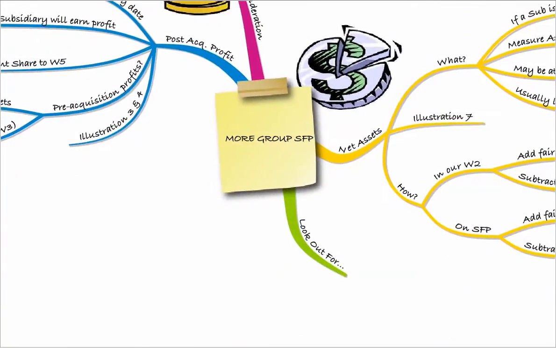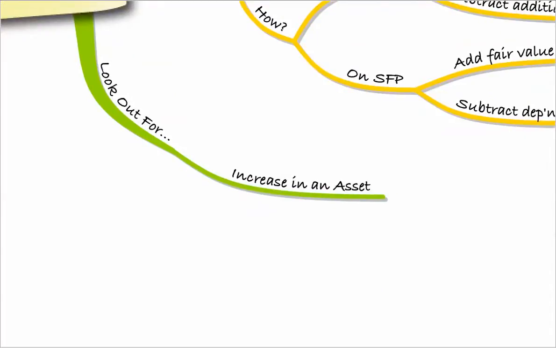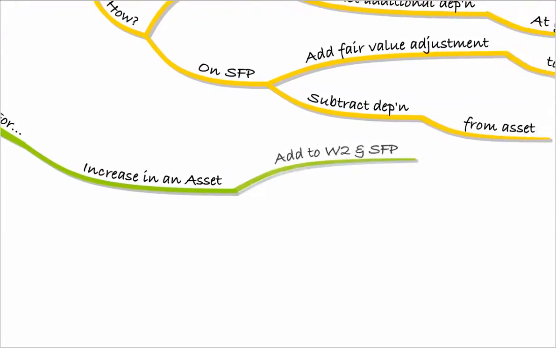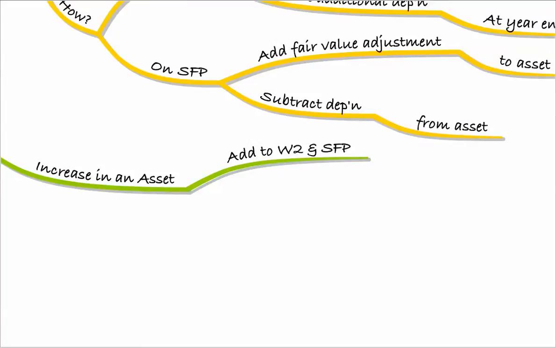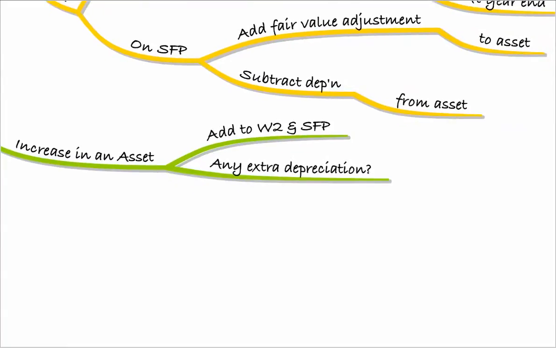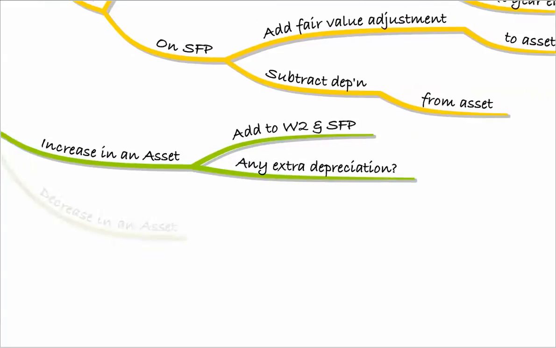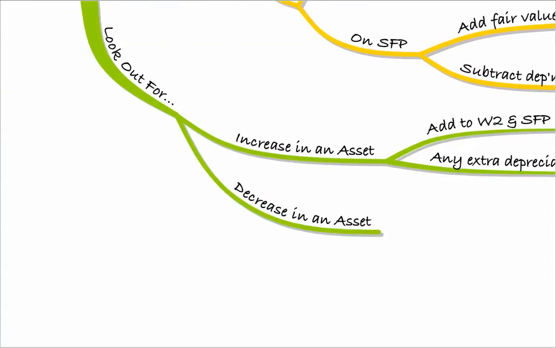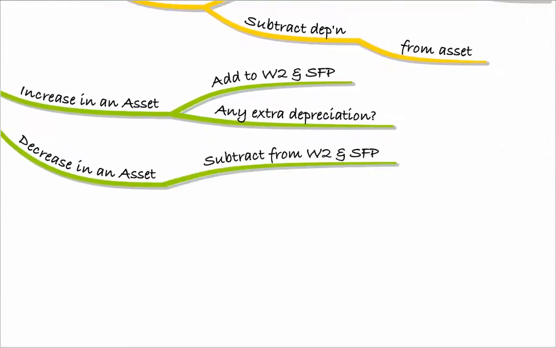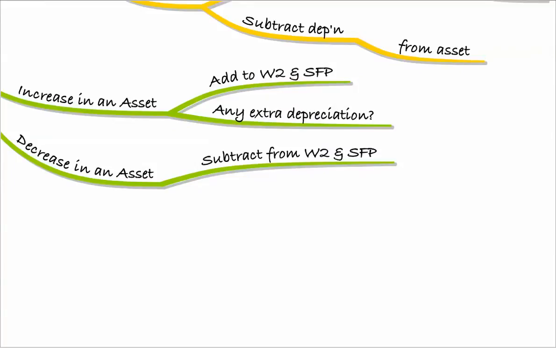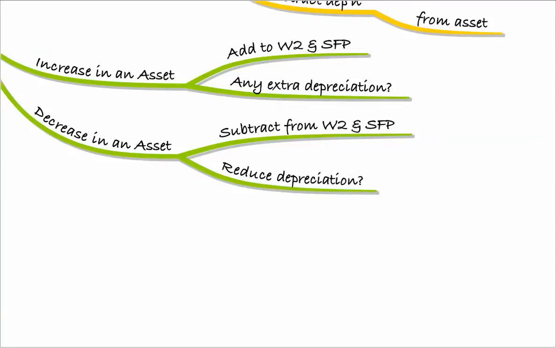So for those net asset adjustments or fair value adjustments, we needed to be careful exactly what they were. There might be an increase in an asset, in which case we would add it to the working two and our statement of financial position and then subtract any extra depreciation. But it could also be a decrease in an asset if the examiner wanted to try to trick you. And rather than adding that in working two, you'd do the opposite. You'd subtract it in working two and in the statement of financial position, and you'd reduce the depreciation. So you need to be careful with that.